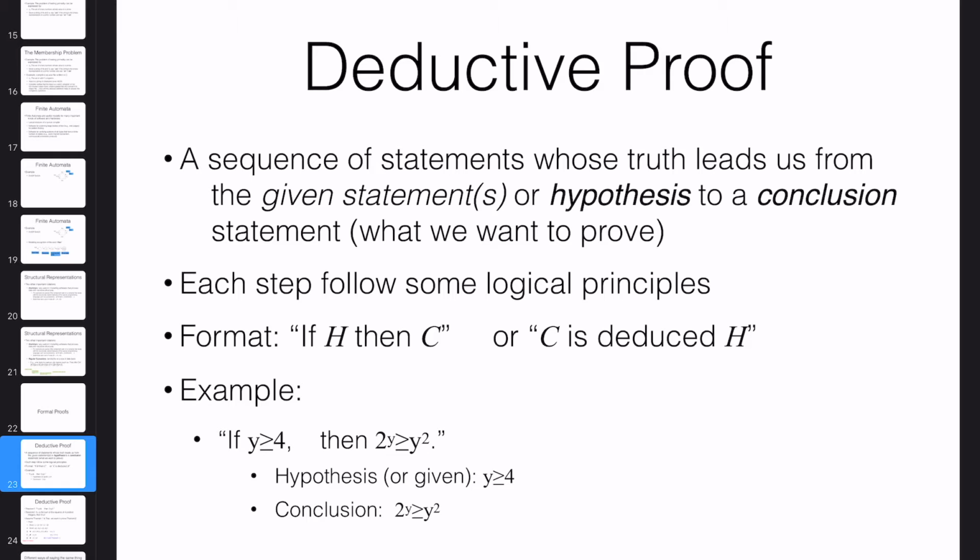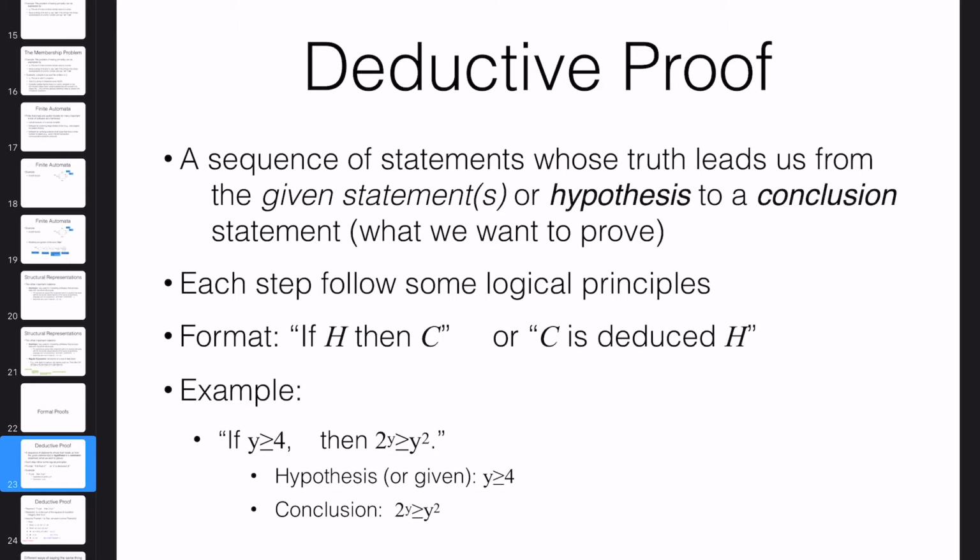So basically in all of these different formal proofs, you have a statement that you want to prove, usually written as if H then C. H is called the hypothesis, C is called the conclusion, and it means that if H is true, we want to prove that C is true. So the statements that we prove are in this form.